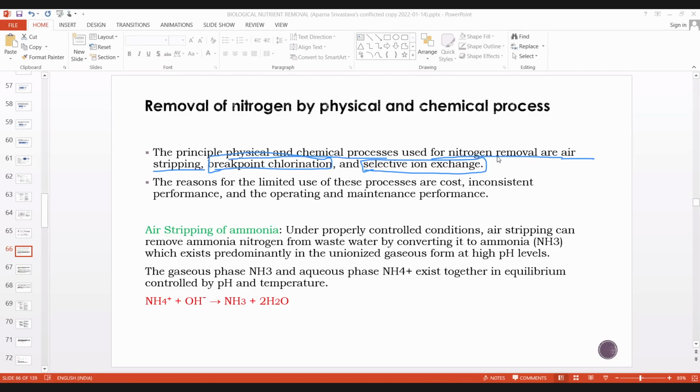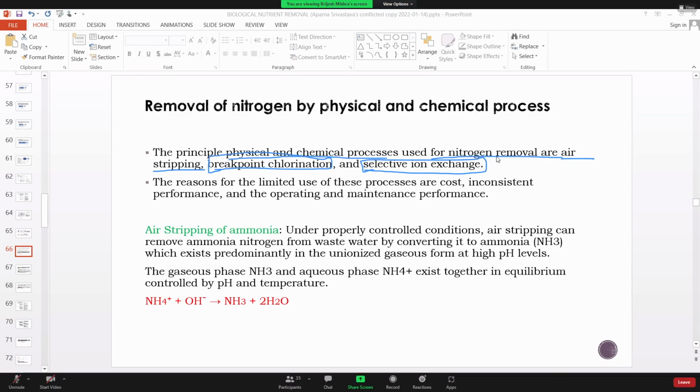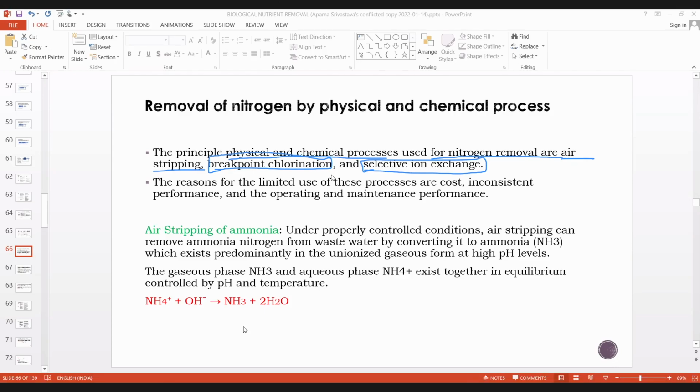So I already discussed this. Still, researchers and field engineers prefer to use biological treatment systems for nitrogen removal rather than physical and chemical processes. Why? Because the first thing is, whenever we are talking about a treatment process, our first concern is the cost. And physical chemical methods are too costly.